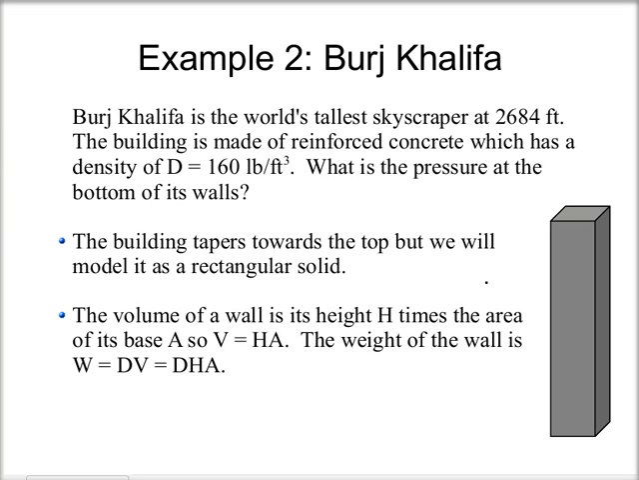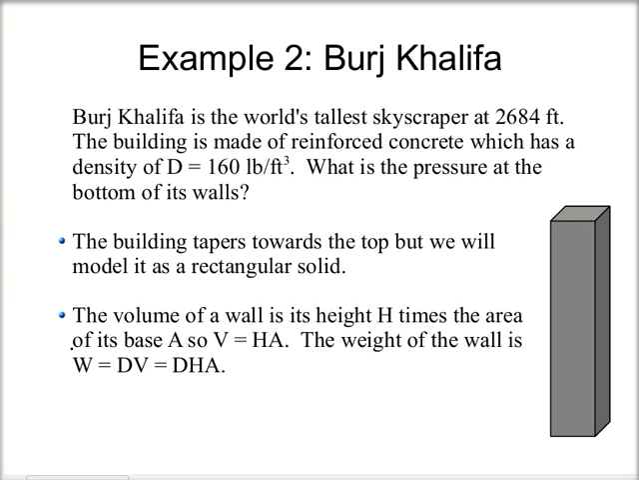The volume of a wall is its height times the area of its base, so V equals H times A. And we're looking at the walls because the walls are what's supporting this structure. So the weight of a wall is going to be density times volume, and since volume is height times area, that's equal to density times height times area.